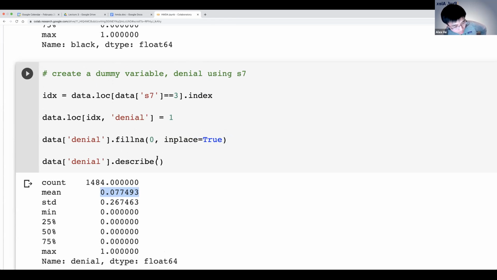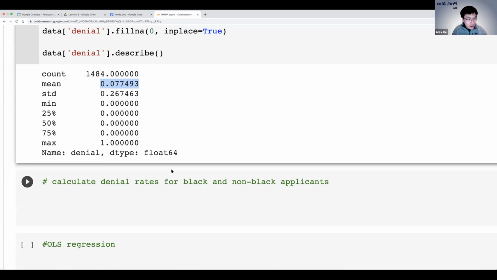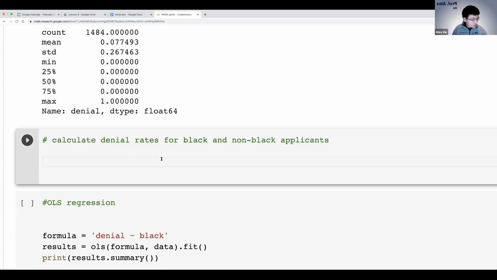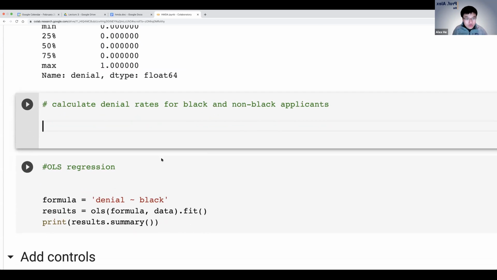When our outcome variable is a category, so these are 2 categories, right? Denied, approved. When it's a category, we should use Logit or Probit, which are the classification models. But before that, let's just try that for the OLS. And even before that, we can actually calculate the denial rates for the subsample of the Black applicants and the non-Black applicants.